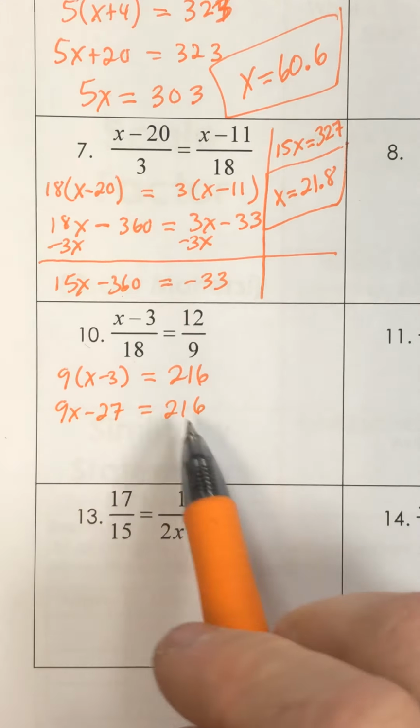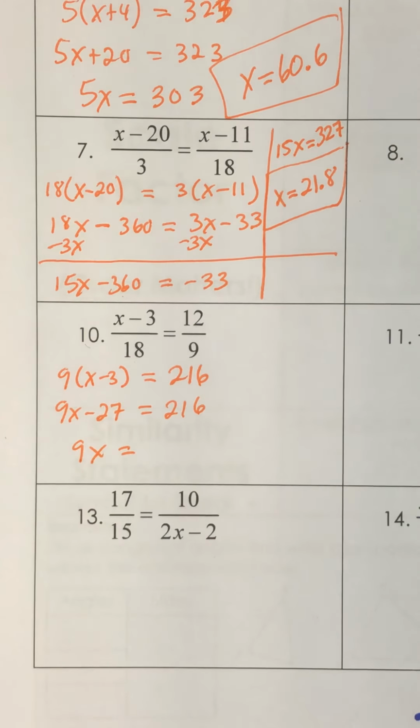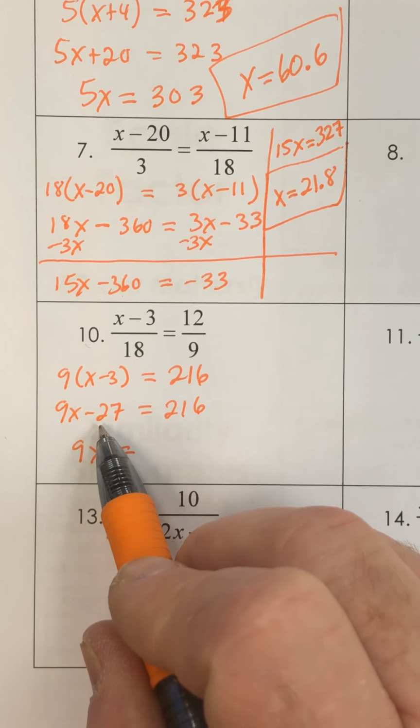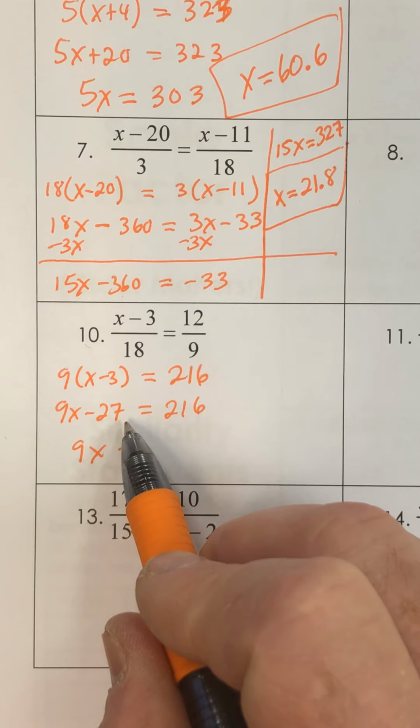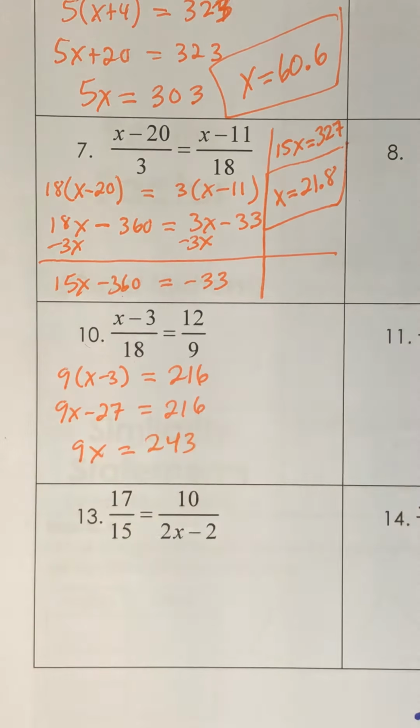Next step would be to add 27. So 9x will now equal 216 plus 27. That's 216 and 20 would be 236. 236 and 7. What, 243? What's 243 divided by 9? Real quick. That is 27.